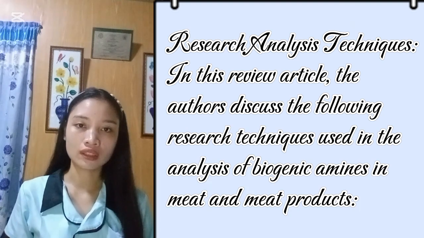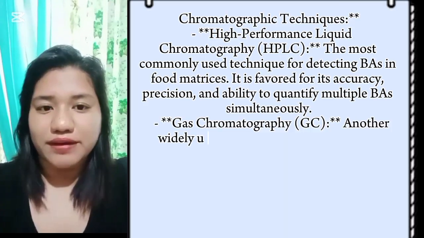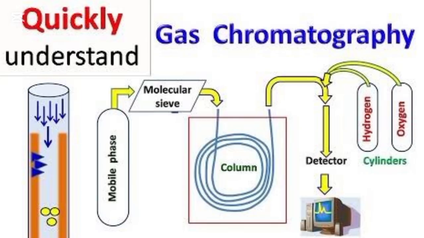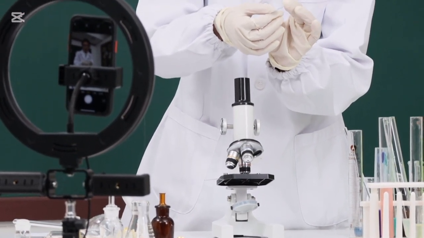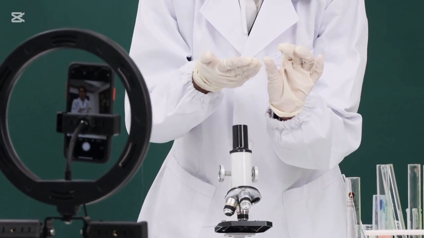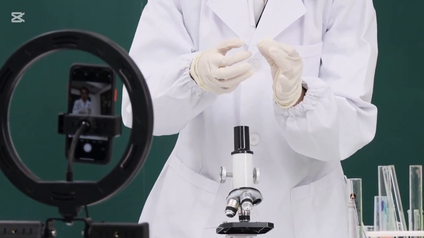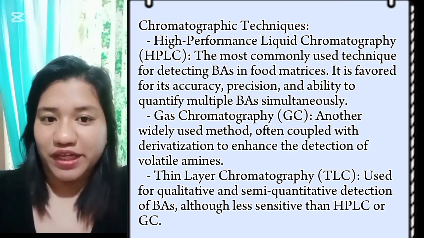In this review article, the author discussed the following research techniques used in the analysis of biogenic amines in meat and meat products. Gas chromatography, or GC, is another widely used method, often coupled with derivatization to enhance the detection of volatile amines. Thin layer chromatography, or TLC, is used for qualitative and semi-quantitative detection of biogenic amines, although it is less sensitive than HPLC or GC.